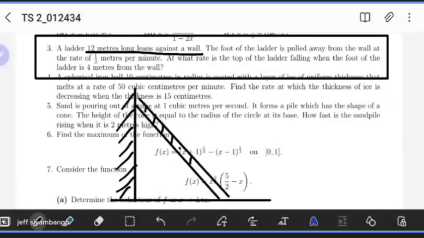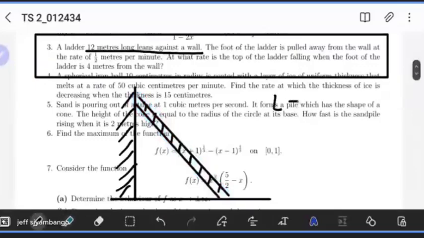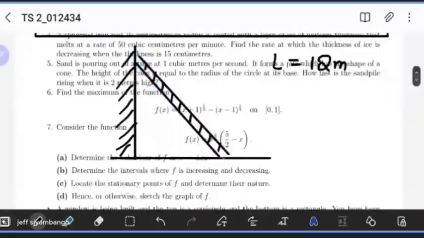Now, what is happening here? We have our ladder in place. It is 12 meters long, so from here up to here it is actually 12 meters. I'll just keep L equals 12 meters. It leans against the wall, which is what we're demonstrating there. The foot of the ladder is pulled away. So the foot of the ladder, somewhere here, is being pulled away.